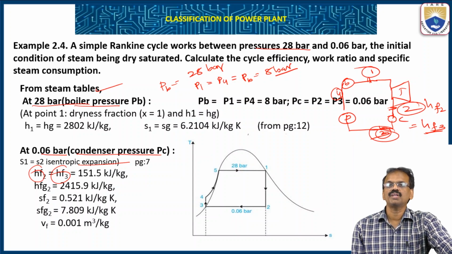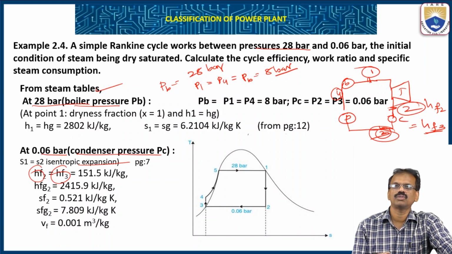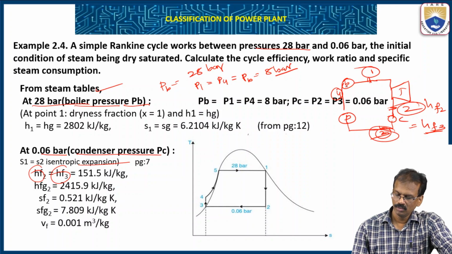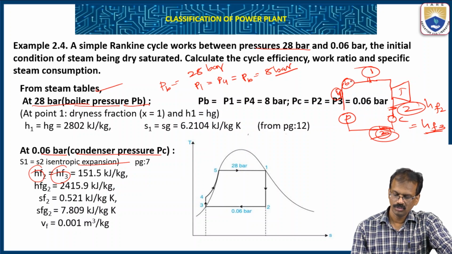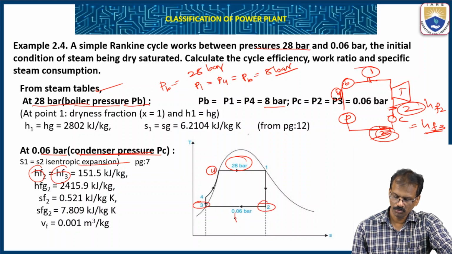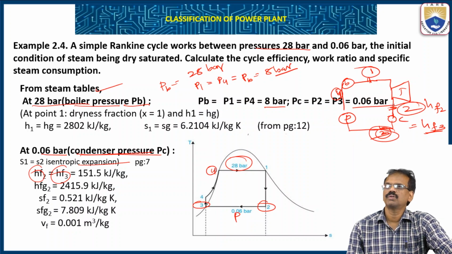First one is at 28 bar, the pressure related to the boiler pressure, PV. According to the simple diagram, the boiler entering and leaving are points 1 and 4, so P1 is equal to P4. In this condition, pressure is uniform, 28 bar. Similarly, the condenser pressure means 2 to 3, where pressure is also uniform. So P2 is equal to P3, that is 0.06 bar.